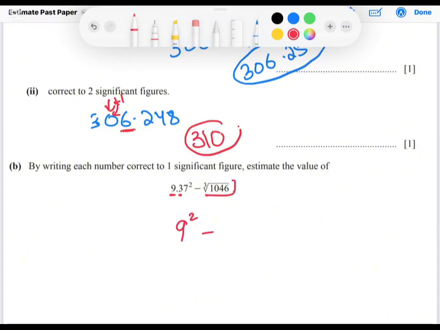So now we need to solve this. This is a cube root. So 1046, the first significant figure is 1, and after 1 is a 0. So when the value is lesser than 5, nothing will be changed. So we have 1000. So cube root of 1000 is 10, and the square of 9 is 81. So 81 minus 10, so the estimated value will be 71. So I hope everything is clear in this question. There is no confusion.